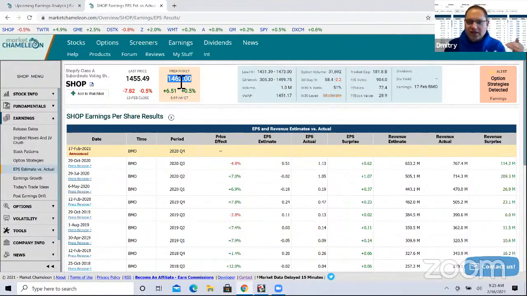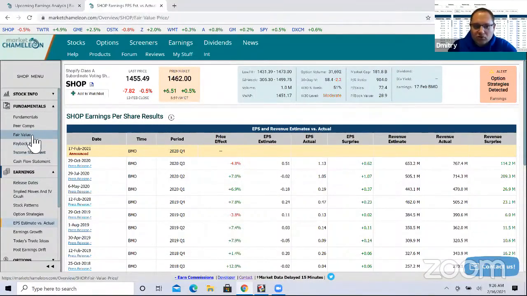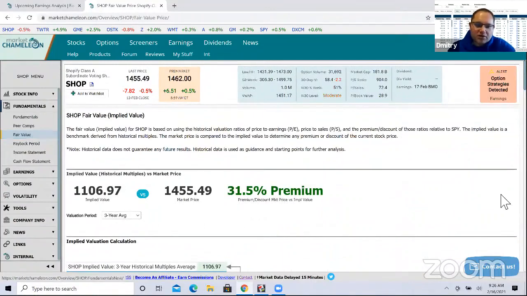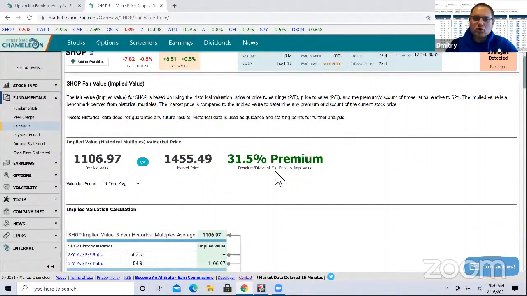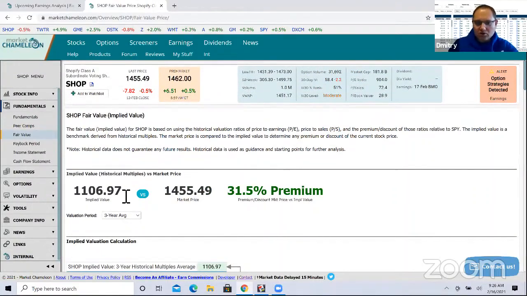So let's try to gauge what they're thinking, like how traders may be feeling about this next earnings. One thing we could do is, first, take a look at what we think the fair value of Shopify is, and where it's trading. This way we can benchmark where Shopify would be priced according to its historical multiples versus today's price.